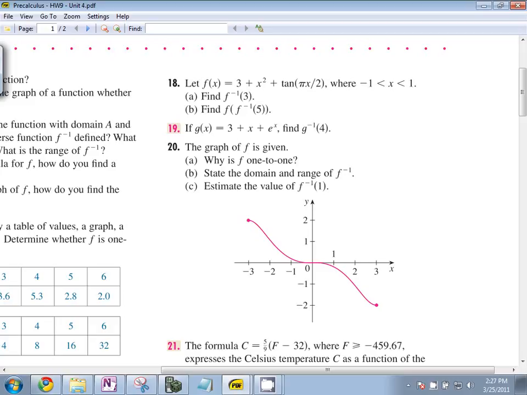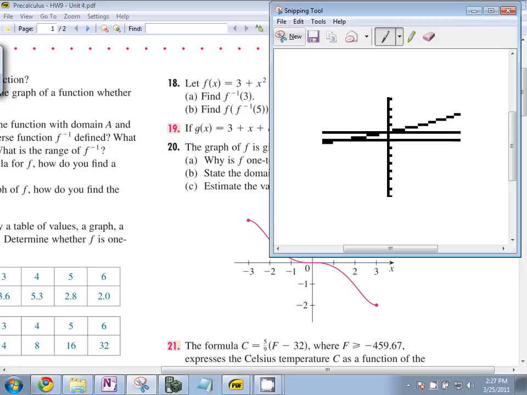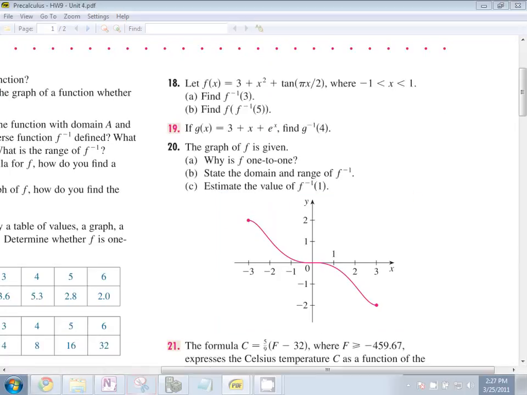Okay, so on this one, state the domain and range of f inverse. Can someone tell me what the domain and range of f inverse are? How do you find out the domain and range of f inverse? What should you find first? The domain and range of f. Yeah, so let me clip this in and then you can tell me. It's going to vary just a little bit.